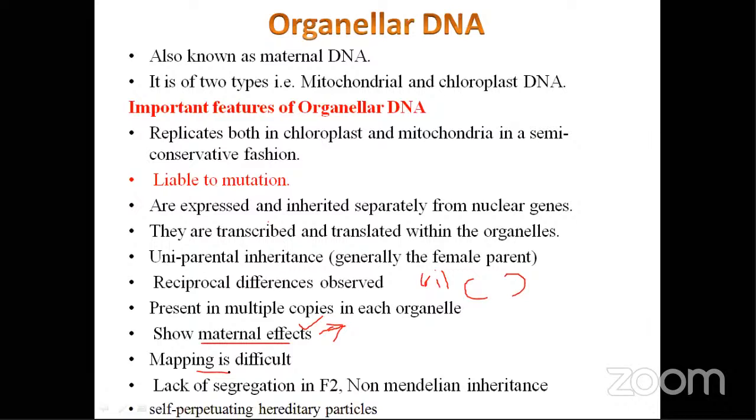And why will they not segregate? Because there is nothing like meiosis or recombination here. They may show recombination among each other, but they are not segregating in any case. Sometimes we will see some mitochondrial recombination events, but they will not segregate. Then they are self-perpetuating hereditary particles, in the sense that mitochondria can replicate themselves and a chloroplast can make another chloroplast from itself.